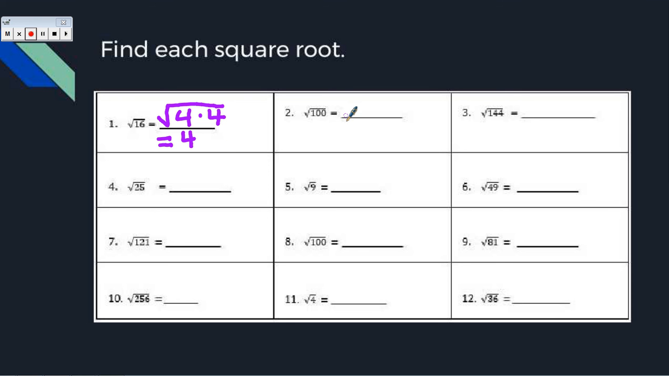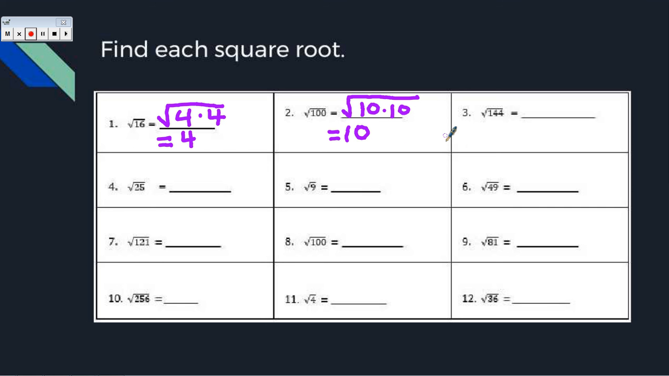So in number 2, think about what's equal to 100. What number multiplied by itself gives us 100? It's going to be 10 times 10, and therefore the square root of 100 is equal to 10.